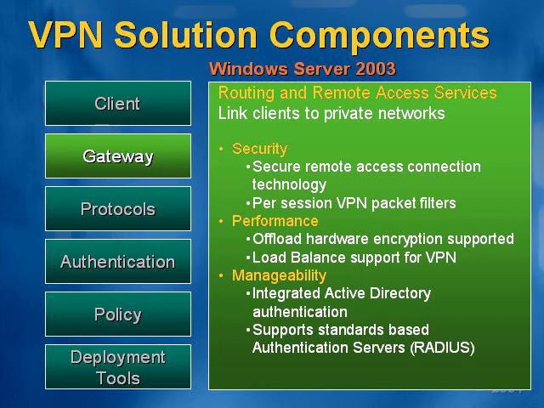Okay, looking at that gateway, there are a variety of routing and remote access services and a number of improvements that came in Windows Server 2003. Of course, we're going to pop security, improved secure remote access connection technology, including per-session VPN packet filters, improved performance, including offload of hardware encryption support and load balance support for VPN, as we mentioned earlier, and improved manageability with integrated Active Directory authentication, again, the example of Amy F, and support for standards like RADIUS.